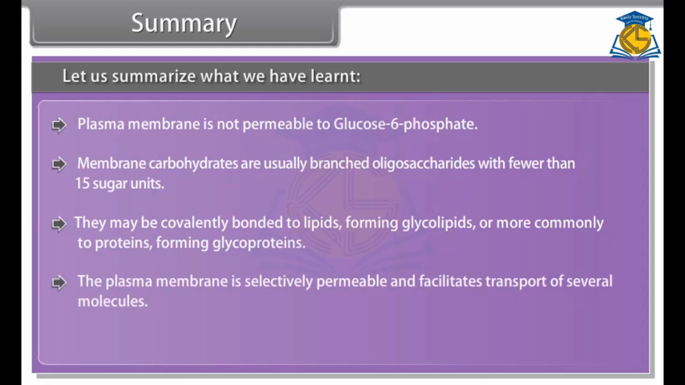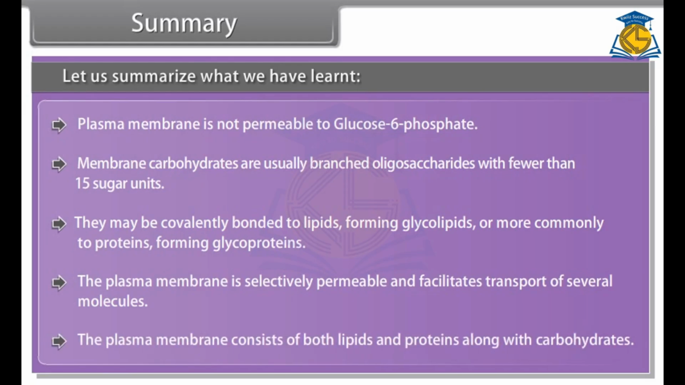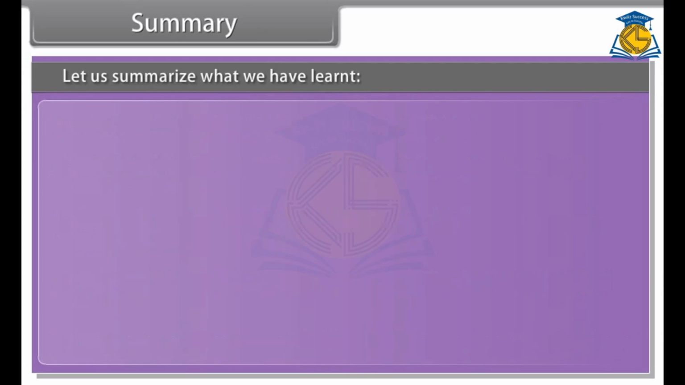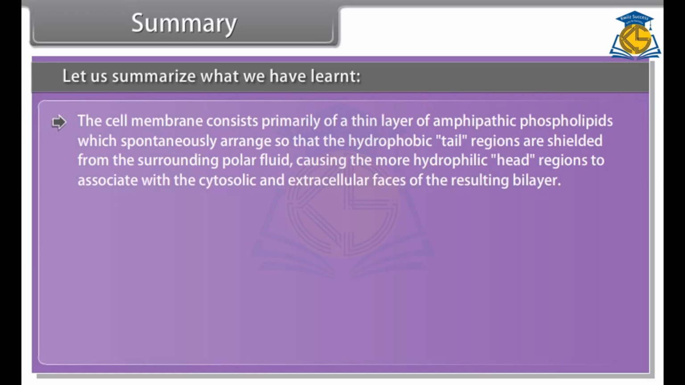The plasma membrane is selectively permeable and facilitates transport of several molecules. The plasma membrane consists of both lipids and proteins along with carbohydrates. The cell membrane consists primarily of a thin layer of amphipathic phospholipids which spontaneously arrange so that the hydrophobic tail regions are shielded from the surrounding polar fluid, causing the more hydrophilic head regions to associate with the cytosolic and extracellular phases of the resulting bilayer.